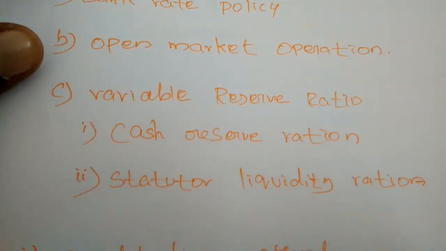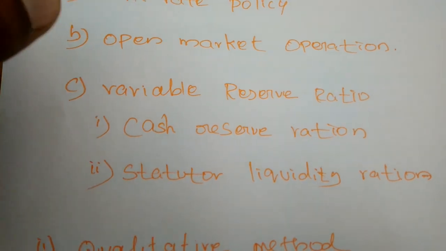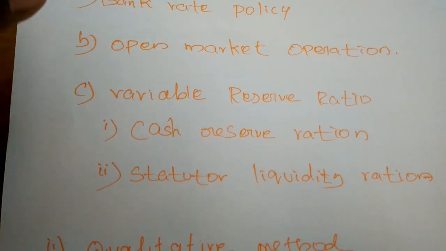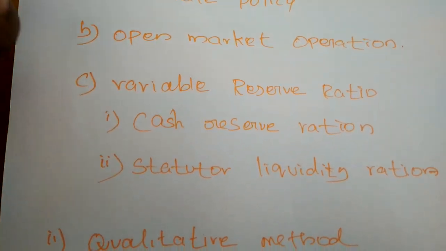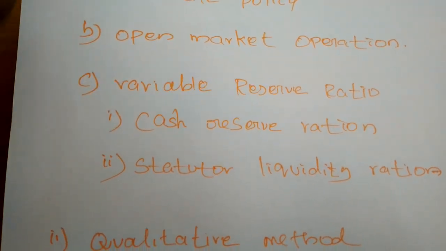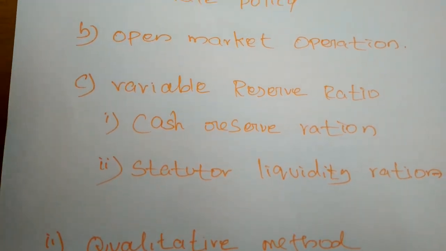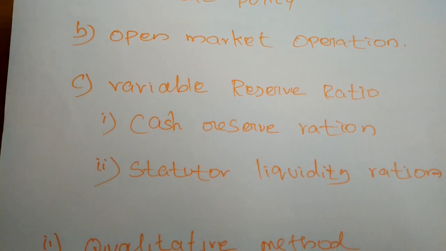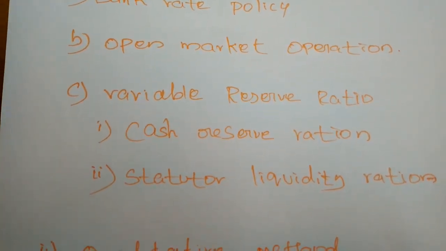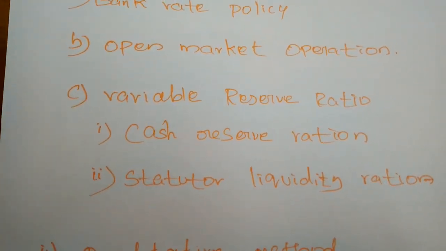Next, variable reserve ratio: the cash reserve ratio and the statutory liquidity ratio. Under the cash reserve ratio, the central bank controls credit by changing the cash reserves. For example, if the commercial banks have excessive cash reserves on the basis of which they are creating too much credit, this will be harmful for the larger interest of the economy. So it will raise the cash reserve ratio, which the commercial banks are required to maintain with the central bank.